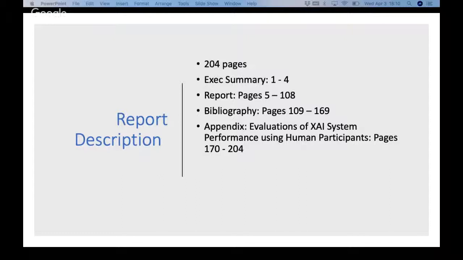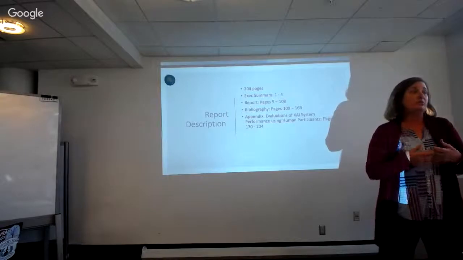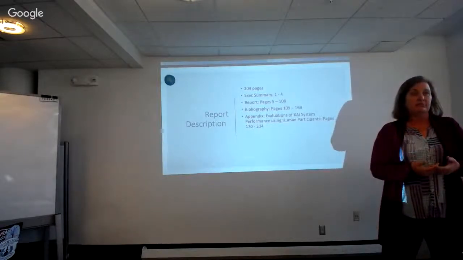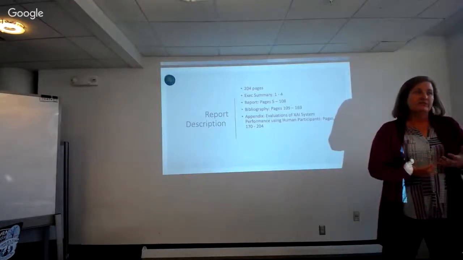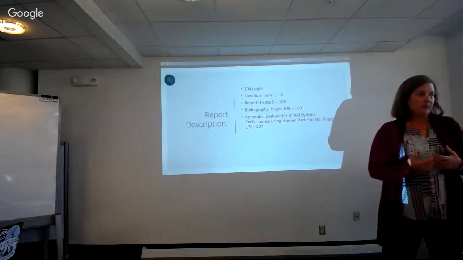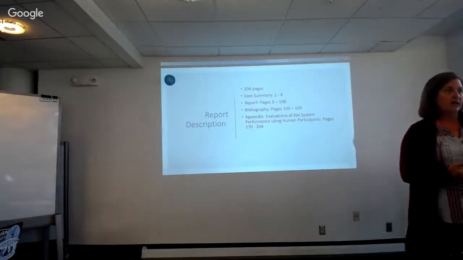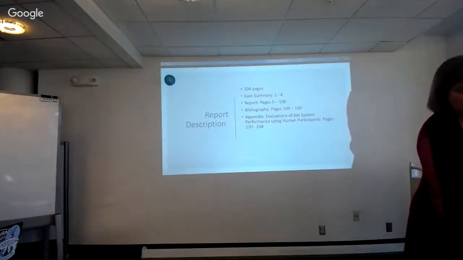And the big deal too is that in the appendix, the report ends with metrics that they've come up with to measure the actual value of explainable AI. So how does that actually work?